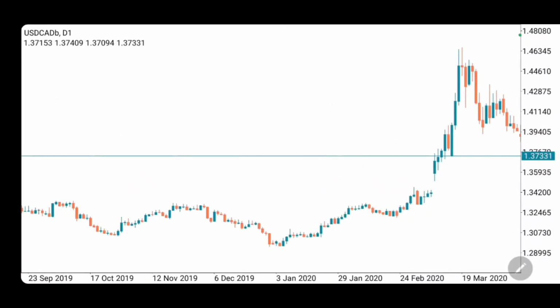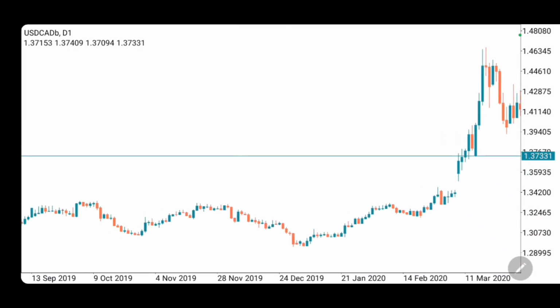All right, so now let me show you how you're going to trade this. This is the second method. How do you trade this?